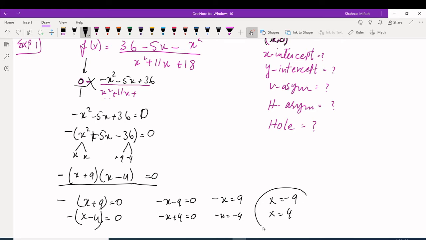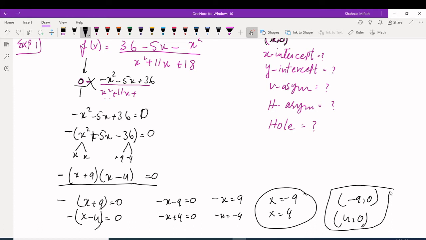So these are my x-intercepts. You can write it as an ordered pair. For example, it's going to turn negative 9, 0, and I have 4, 0. And these are my x-intercepts, both of them. So my x-intercepts are right here. They are negative 9, 0 and 4, 0. Done. Then we look for the y-intercept.